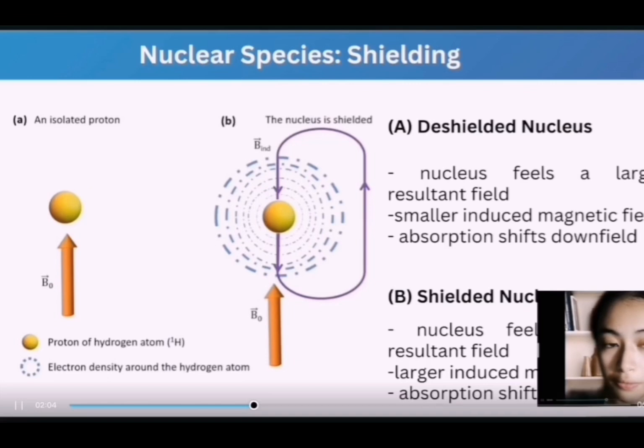So the resultant magnetic field is smaller because the electron density is higher. So it is much needed for a larger induced magnetic field, so it opposes the external magnetic field and reduces its effect. Now, its absorption shifts upfield, because it has a lower chemical shift, meaning because of the electrons generating another magnetic field, and thus it appears to have a lower ppm value.